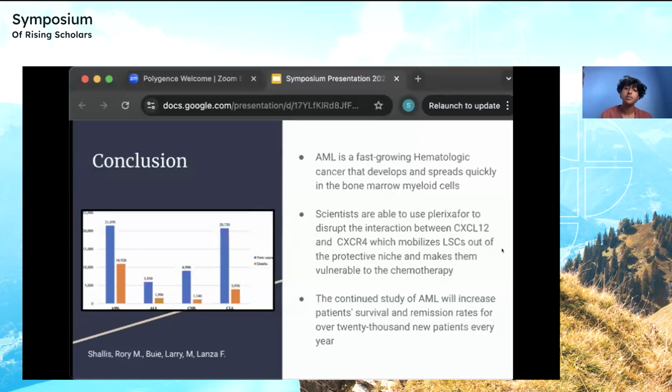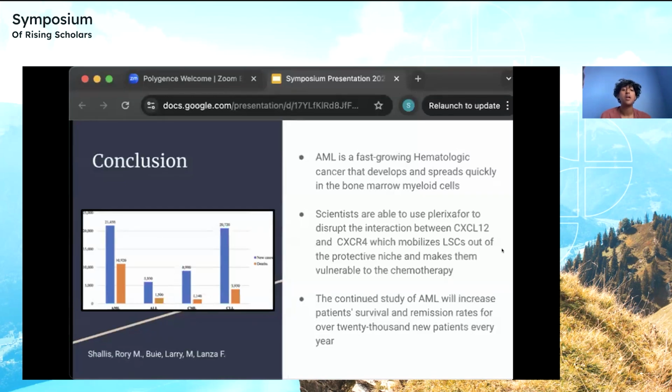So, in conclusion, AML is a fast-growing hematologic cancer that develops and spreads quickly in the bone marrow's myeloid cells. Scientists are able to use Plerixafor to disrupt the interaction between CXCL12 and its receptor CXCR4, which mobilizes LSCs out of the protective niche and makes them vulnerable to chemotherapy.